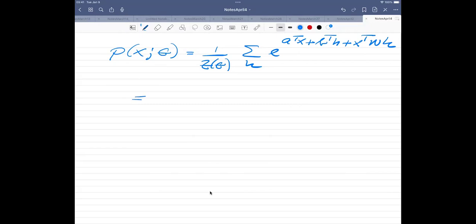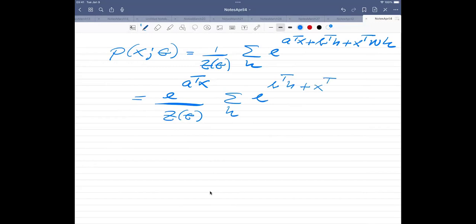Now, if we are summing over h here, this means that we can rewrite this one as an e of a transpose x divided by z of theta. And then I have a sum over these binary values. And this is going to be given by e of b transpose h plus x transpose W times h.